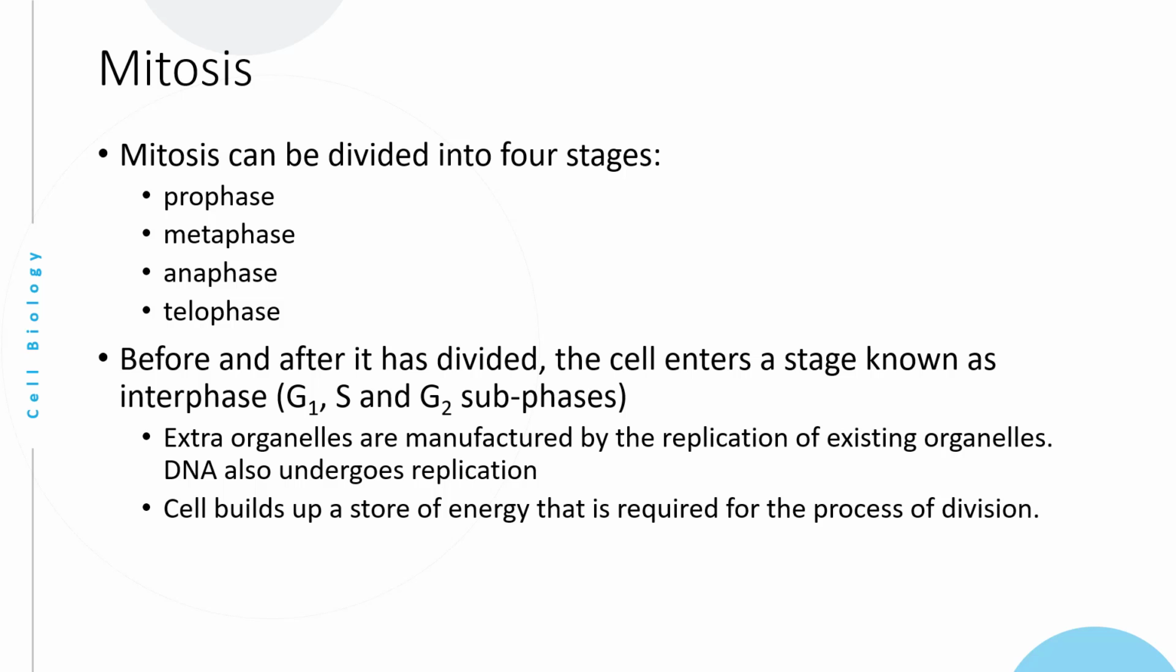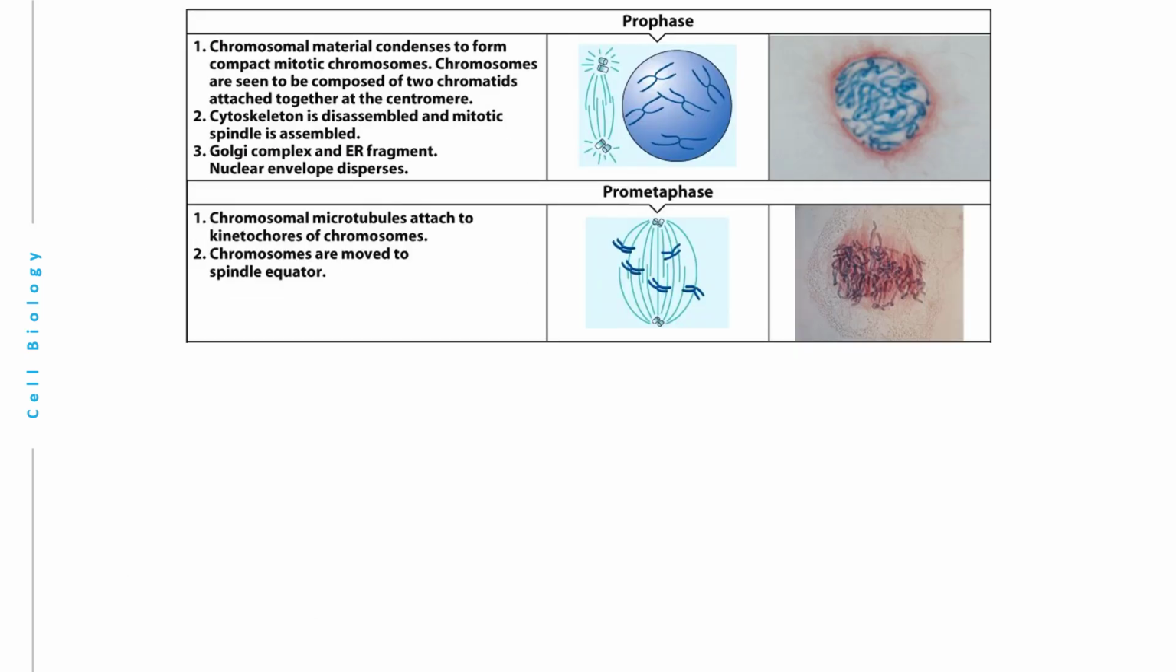Now let's look at these phases a little more in depth. During prophase, the chromosomal material condenses to form compact mitotic chromosomes. The cytoskeleton is dismantled and the mitotic spindle is assembled, as you see on the left side of this diagram over here. This is called the mitotic spindle. The nuclear envelope, or the nuclear membrane, also disappears. So chromosomes are now in the cytoplasm.